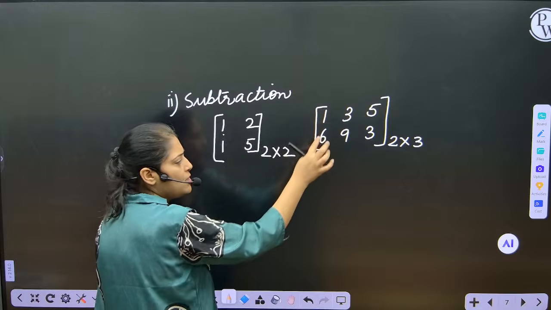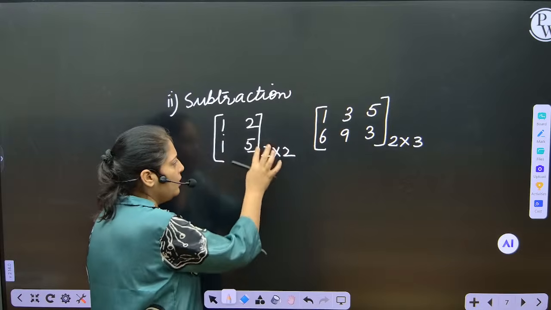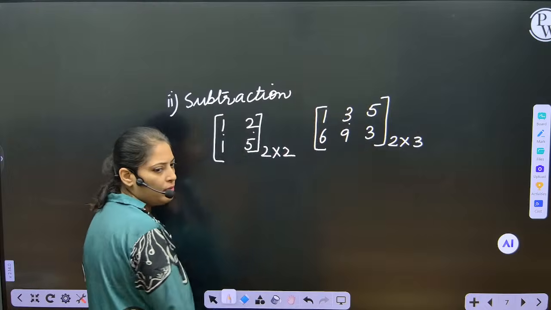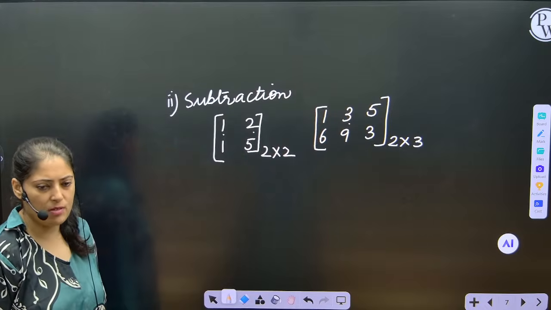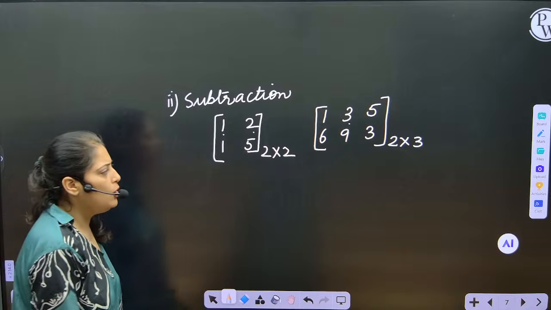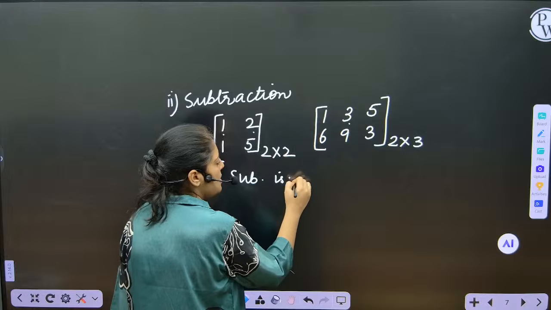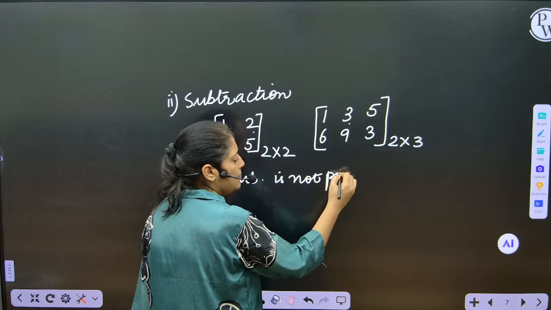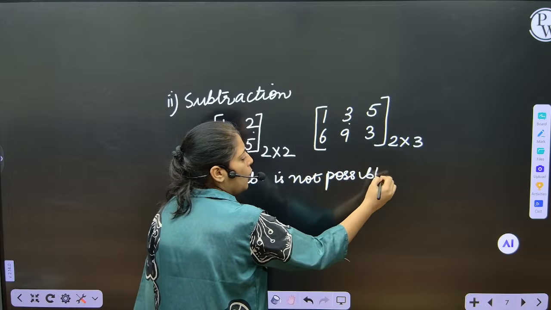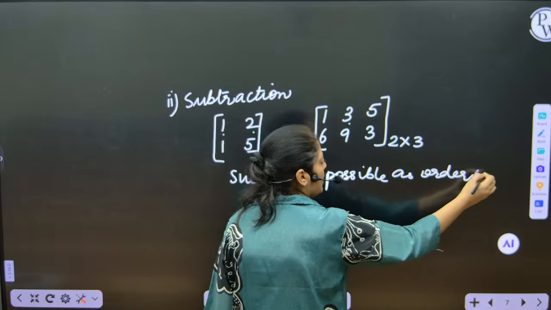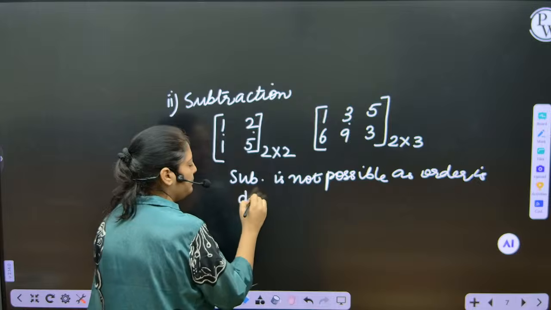No. See how. You will subtract these two numbers correspondingly. You will subtract 2 and 3 also. But what about this 5? Don't write only minus 5. No. So subtraction is not possible, as the order is not the same, or the order is different.